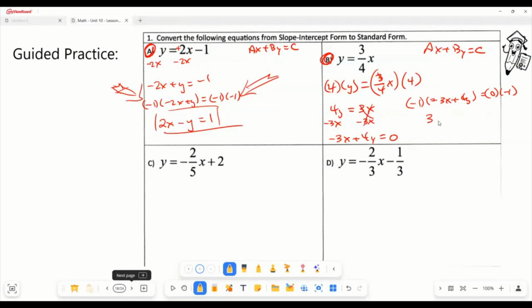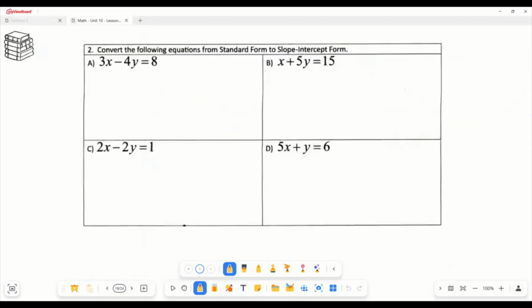This gives me positive 3x minus 4y equals 0. Do 2a. We're going from standard form to slope-intercept form. Standard to slope-intercept. All right, I think that's everybody. We got to get y by itself.